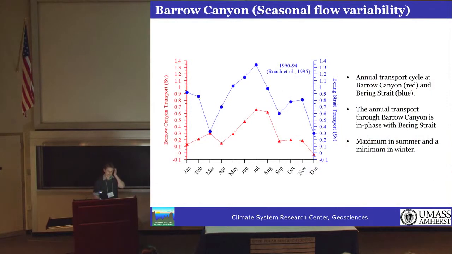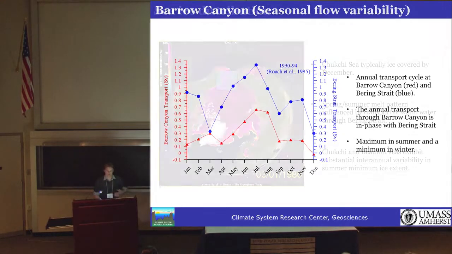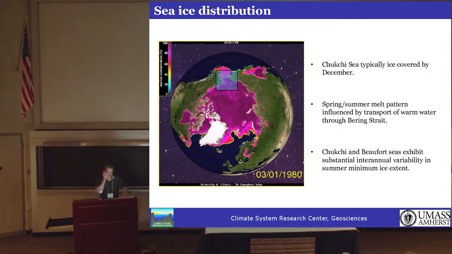And so Barrow Canyon has a seasonal variable flow, and it's actually linked to the seasonal variations through Bering Strait. So again, in the winter, when Bering Strait is slower and weaker, there's less water going through Barrow Canyon. In summer, when there's more flow going through Bering Strait, the flow through Barrow Canyon is also increasing. Okay. I'll just say something very briefly about sea ice.